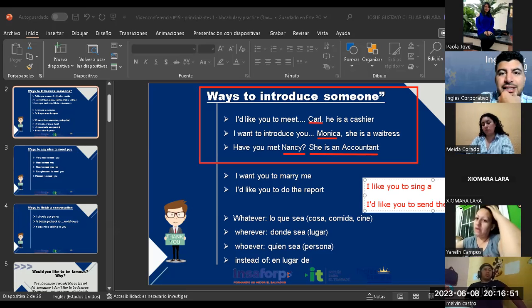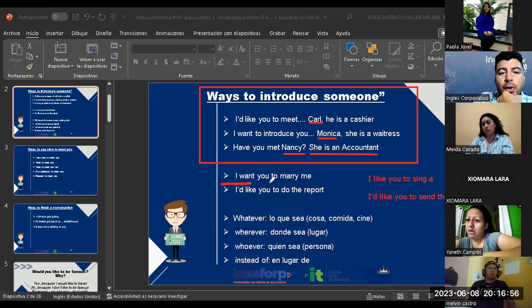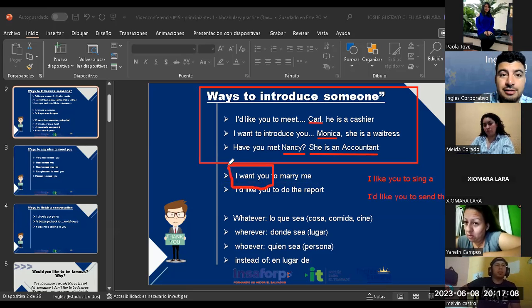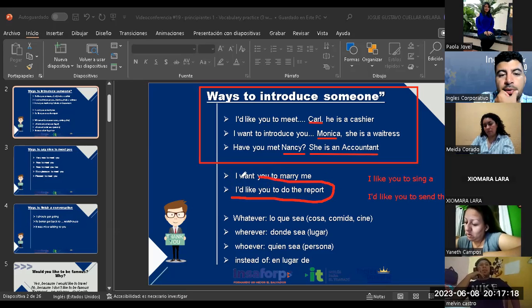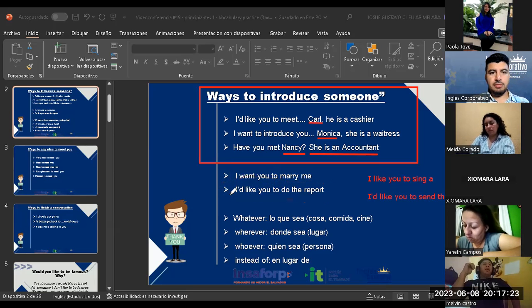Okay. Now let's see the other example that we have here. I want you to marry me. Quiero que te cases conmigo. Fíjense bien. I want you to marry me. Si alguien solo les dice esta frase, I want you, alégrense, significa te quiero. Okay. Pero I want you to es quiero que tú hagas algo. Igual la siguiente, ¿verdad? I like you to do the report. Me gustaría que hicieras el reporte. ¿Ok? Solo son por ahí clues, par de pistas. Y vamos con lo siguiente.